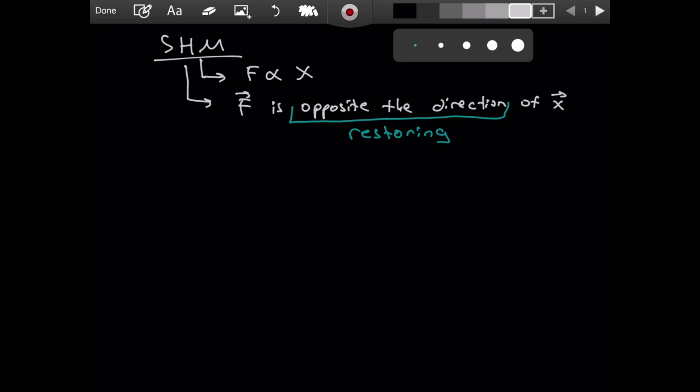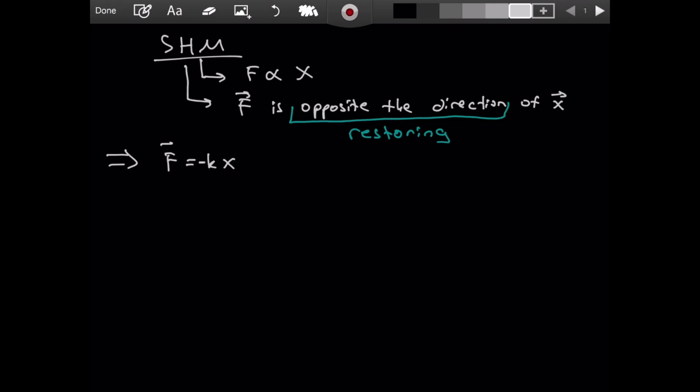Alright, so we have this. Now, with this said, we can combine these two statements into a powerful equation. So we have F, it is proportional with x. So if we put a k x, we will have an equality. However, this isn't enough because we need to bring vectors into play as well. That's why we put a negative here to emphasize the direction. Alright? Now we have this.